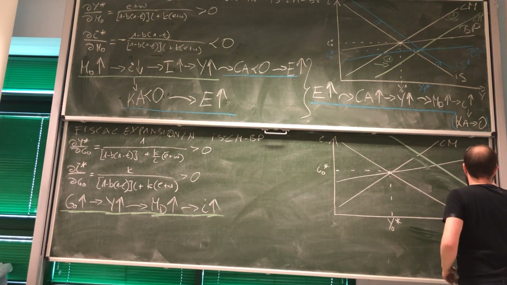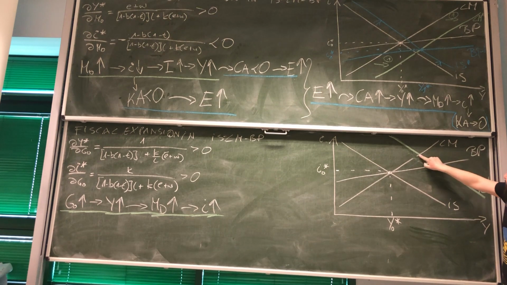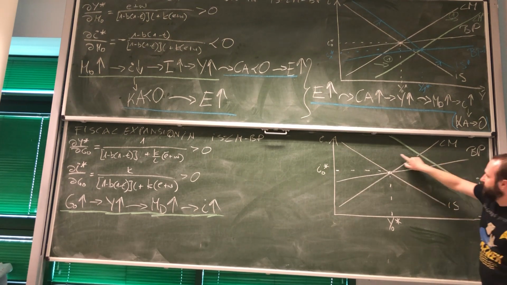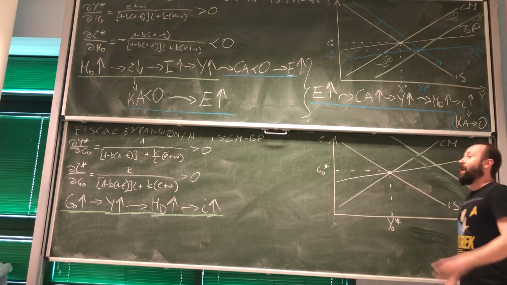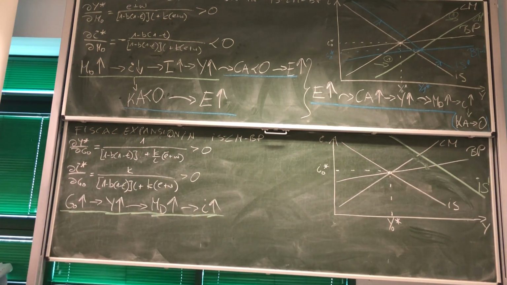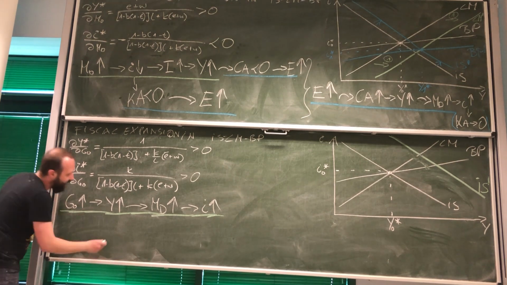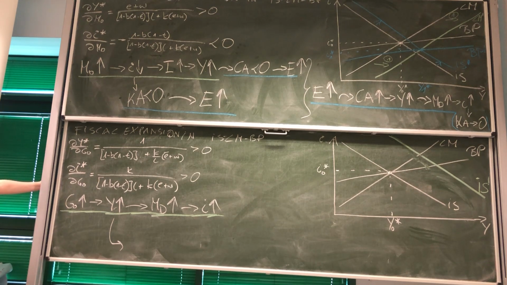Right? To level IS prime. And look, we see that over here we would have higher interest rate and higher GDP. However, as before, this is not the end of the story because we've got open economy. And an open economy implies that with higher GDP, we will have higher imports.